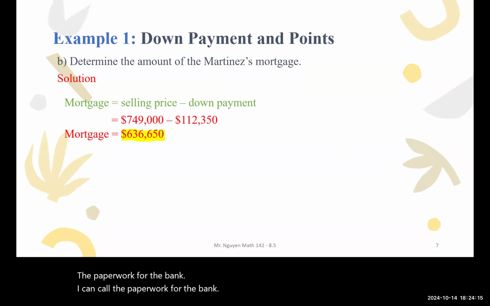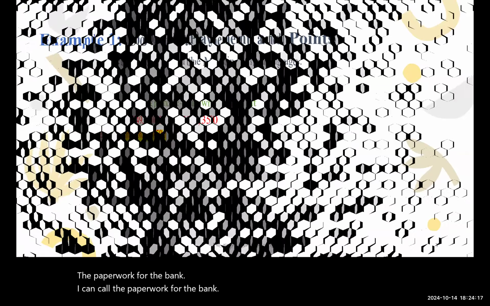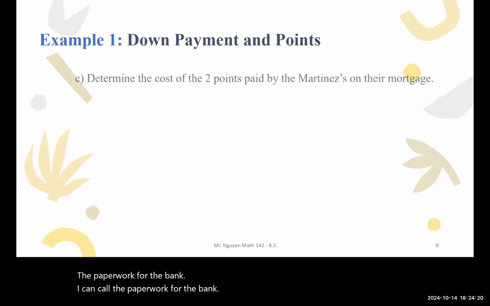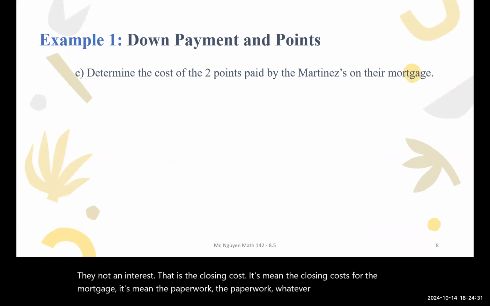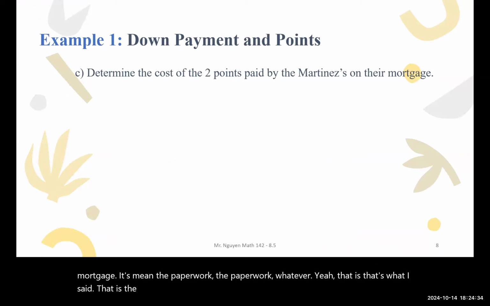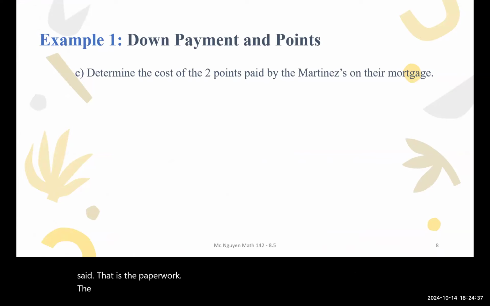Wait, so what do the points represent? Are they the interest? That is the closing cost. It means the closing cost for the mortgage, the paperwork from the bank. It's like what you pay the bank to do the mortgage. Yes, I know they take a lot of money from us. They steal the money from us.